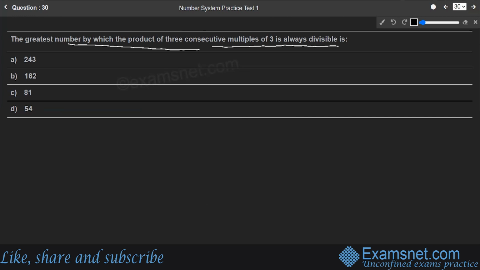So any number that is a multiple of 3, the smallest can be 3n, where n is any natural number. The next consecutive number will be 3 times n plus 1. Okay, and the next consecutive number will be 3 times n plus 2. So these are those three consecutive numbers which are multiples of 3 also. He says the greatest number by which the product of three consecutive, so we need to find the product of them. So let us try to multiply them.